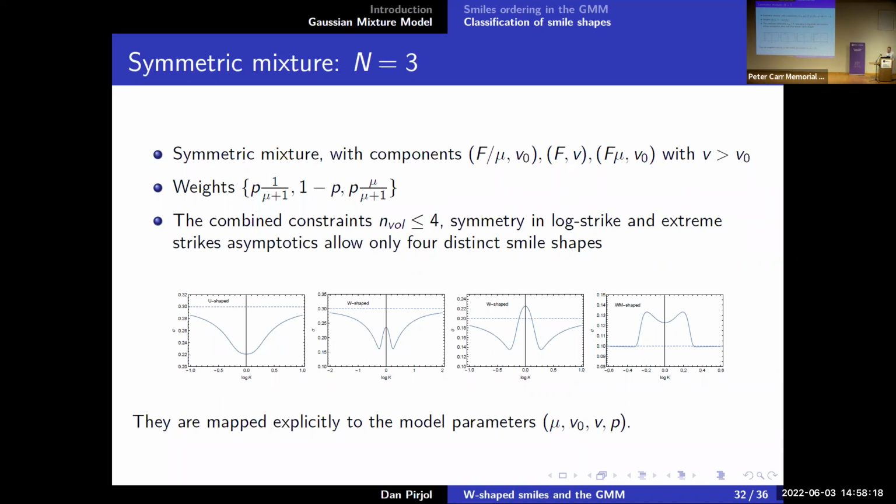Well, the first one is the typical U shape. Then you can also get W-shaped smiles, and you can also get this very exotic looking shape, WM-shaped. But the constraints I showed demonstrate that these are the only shapes you can generate with 3 components. Still, it's a lot of flexibility to fit any smile we see in the market.